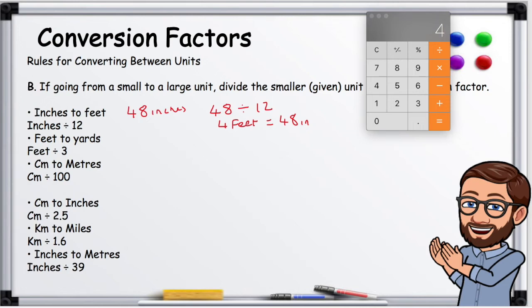Now there are 3 feet in every yard. So we're going to see 12 feet now. We're going to divide 12 feet by 3. Now we probably won't need a calculator for this. You probably know this off by heart. So we divide 12 by 3. So 12 divided by 3, which is our conversion factor between feet and yards, would equal 4. So there are 4 yards in 12 feet.